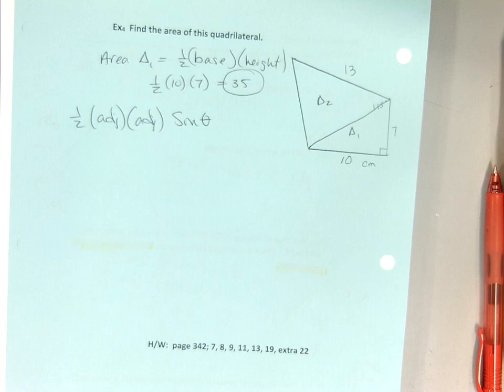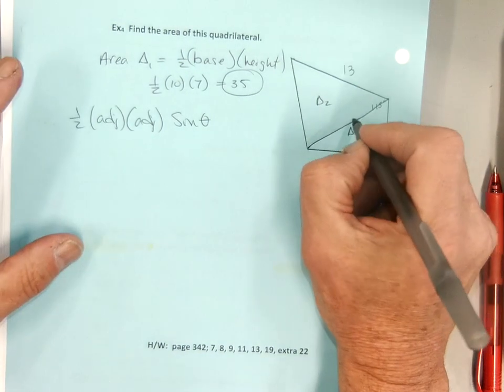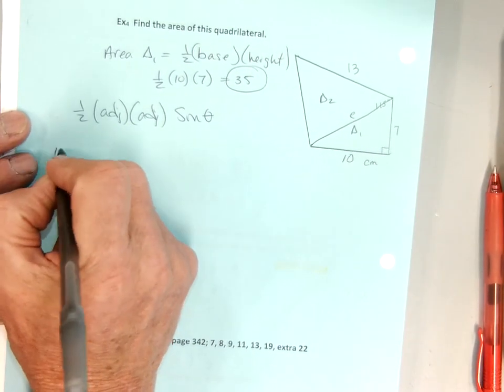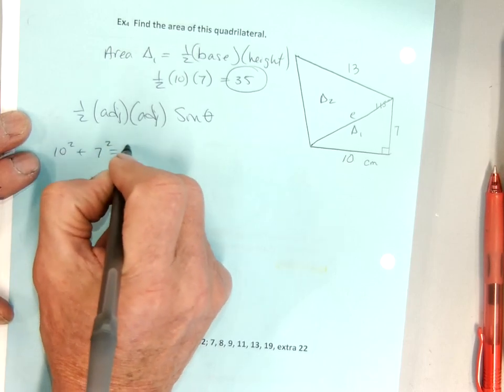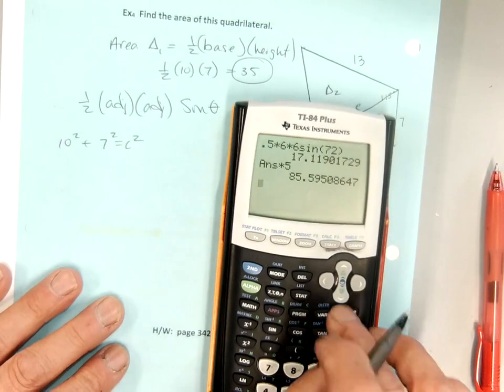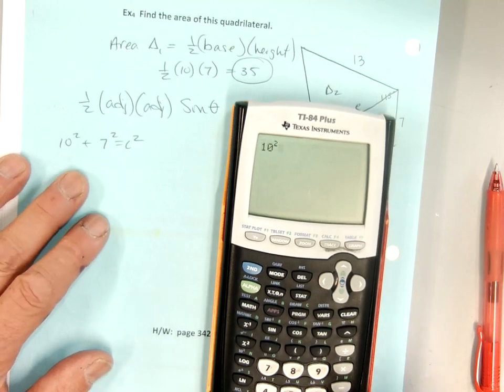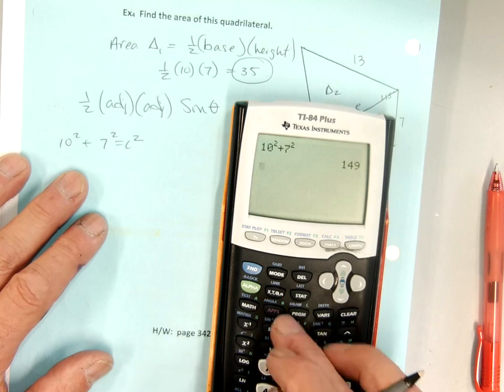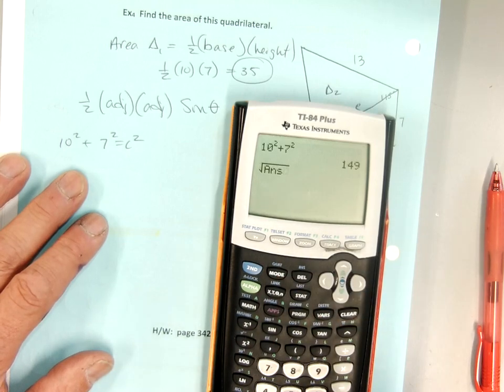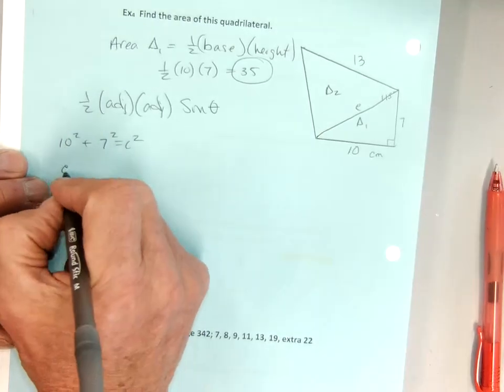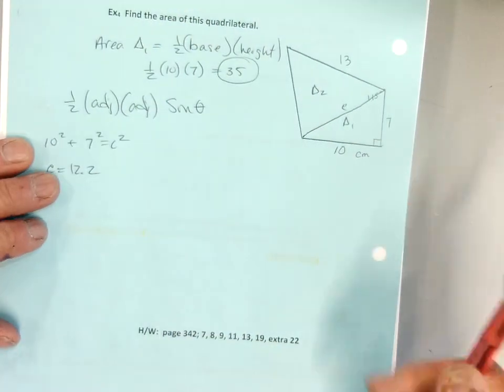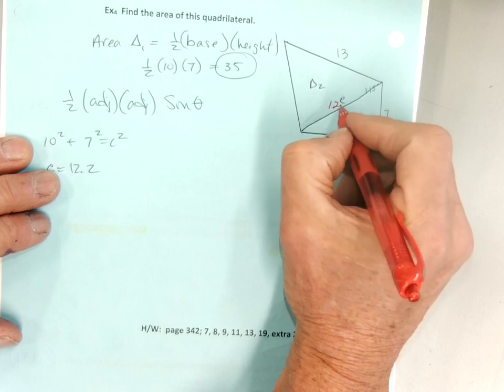Okay, what do I need? Adjacent sides. I know that 13. What don't I have? Hypotenuse. Oh, right triangle. And because it is a right triangle, let's call that C. So I've got 10 squared plus 7 squared equals C squared, right? Nice job, Vince. The square root of 149. So I get an answer of about 12.2. So put 12.2 right there.